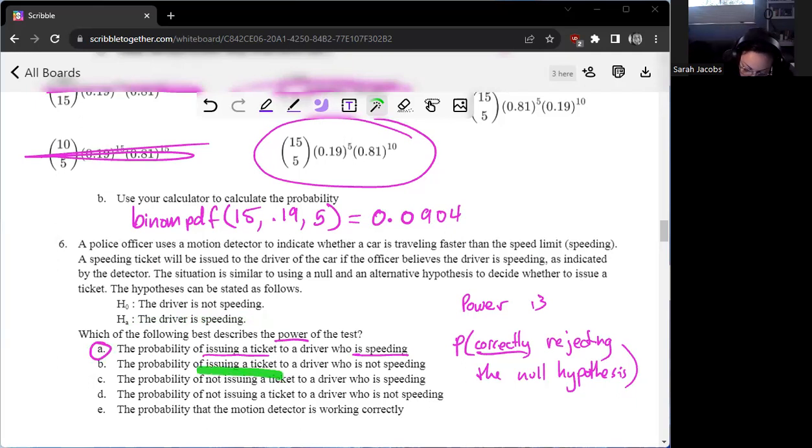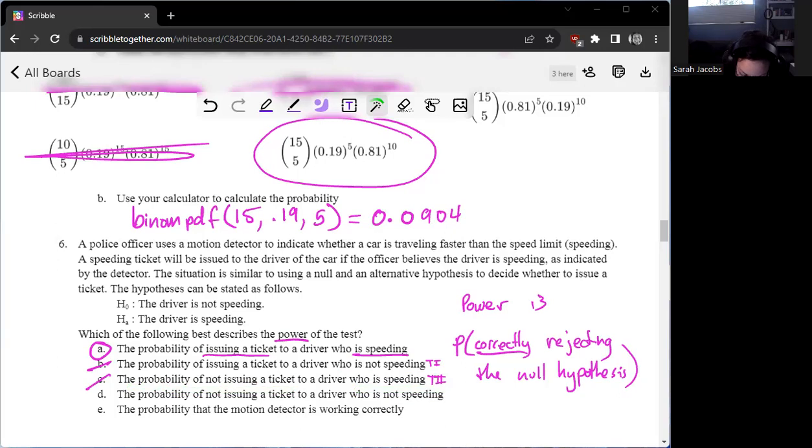So the probability of issuing a ticket, so that's rejecting the null, to a driver who is not speeding. So that's falsely rejecting the null. That's our type 1 error. So that's not the power. The probability of not issuing a ticket, so that's failing to reject the null, who is speeding. So we should have rejected the null, but we didn't. It was just one of those edge cases. This is our type 2 error.